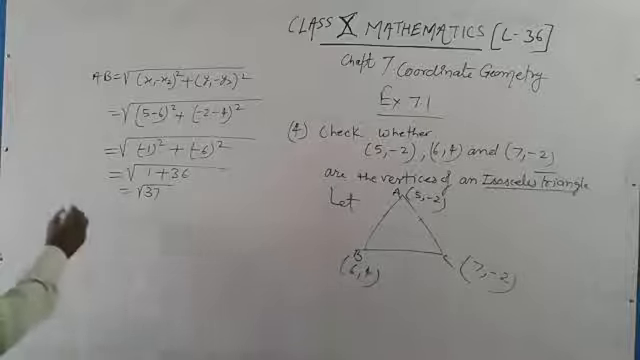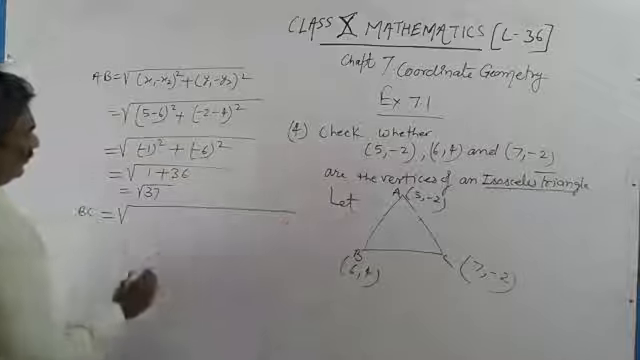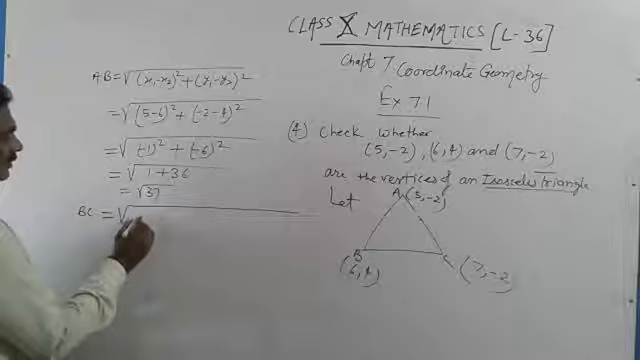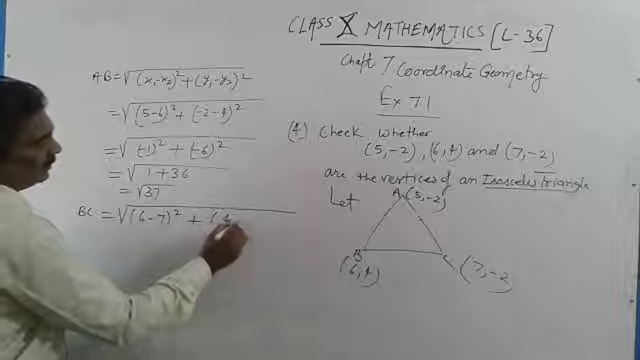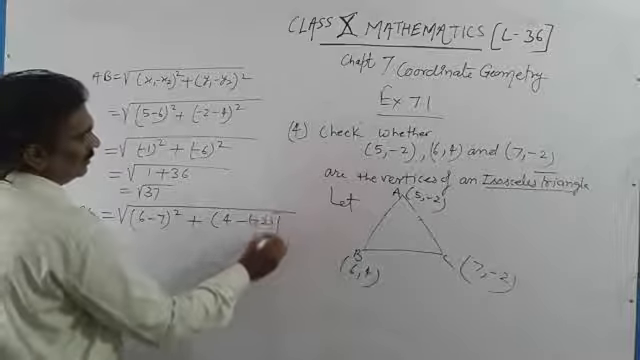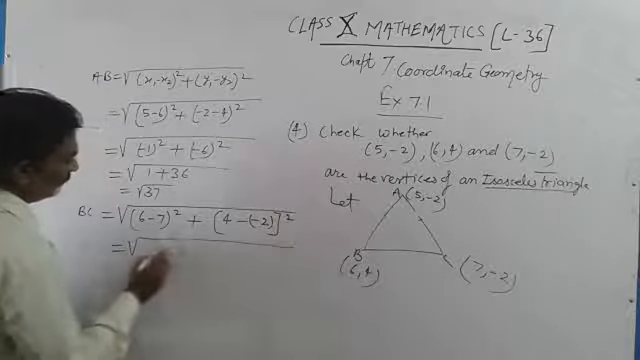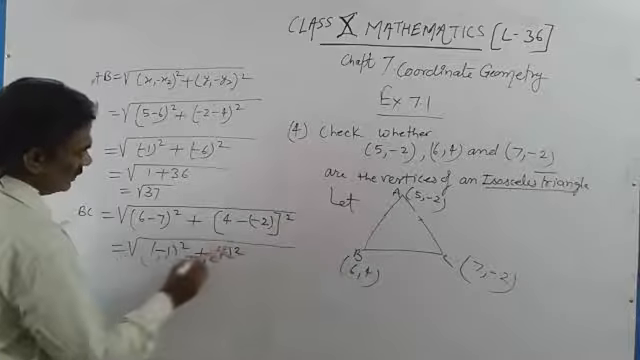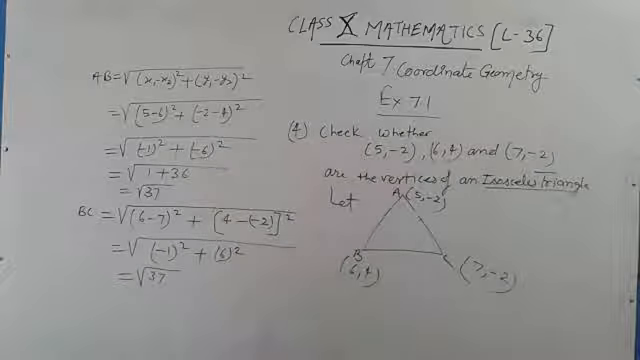Okay, students? Now BC, using the same formula with x1, y1 and x2, y2, we will put (6 minus 7) whole square plus (4 minus (-2)) whole square, and certainly this will be (-1) square plus (4 plus 2), 6 square. And certainly we can say that this is root 37: 6 square is 36 plus 1. Okay, friends.